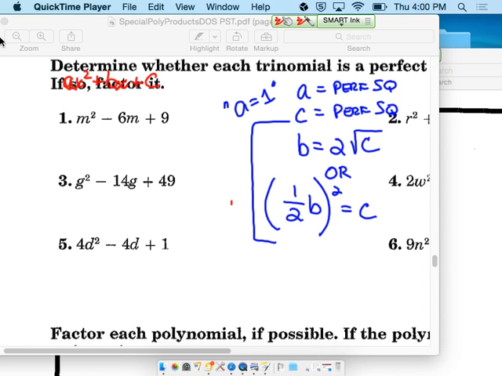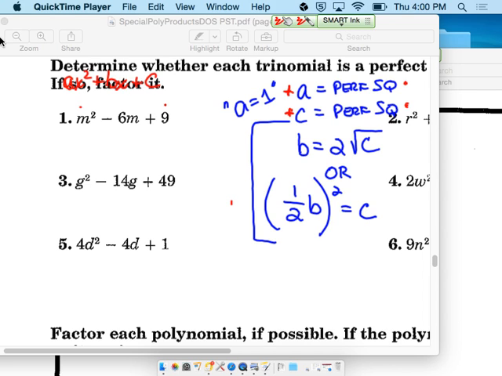When you're looking at a trinomial and you're trying to determine if it is a perfect square trinomial, look at a and look at c. a and c must both be perfect squares, and they should both be positive. And this is the most basic type of perfect square trinomial to recognize. So if they're both positive and they're both perfect squares, then move to the linear term.